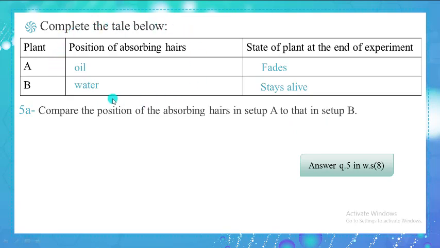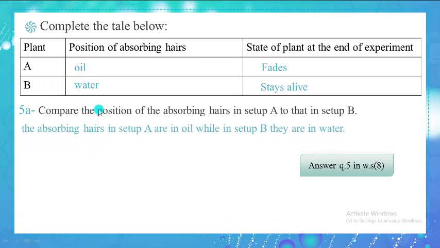Here we have the position of absorbing hairs in plant A and B. In plant A, the absorbing hairs are in oil, while in plant B, the absorbing hairs are in water. So we say the absorbing hairs in setup A are in oil, while in setup B, they are in the water. We use the term of comparison when we have no values.